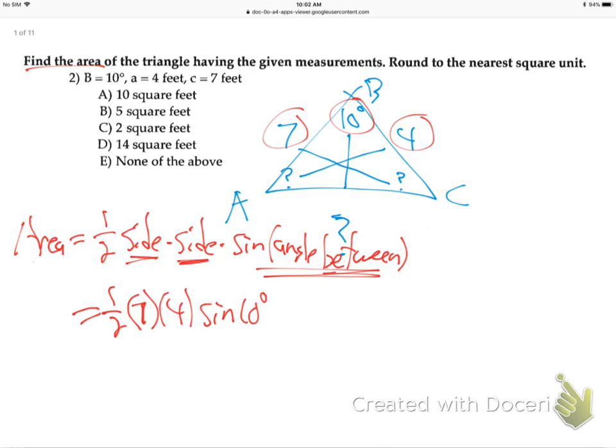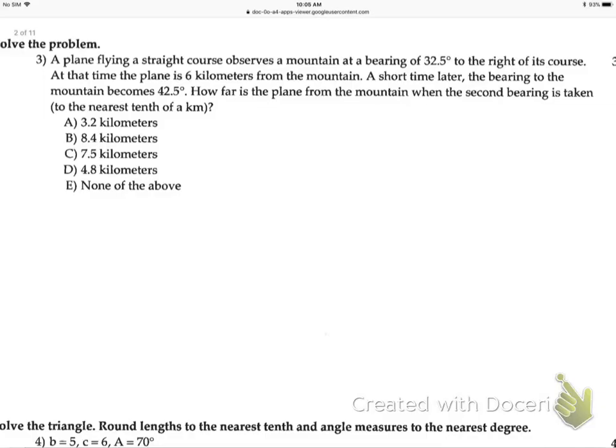So what's that going to be? Make sure you're in degree mode. You can mess up if you're in the wrong mode. I think you can just use degree mode for this whole test, unless there's something I'm forgetting. So I got 2.43. That rounds to 2. Answer C. Good on that? 1/2 times 7 times 4 times sine 10. Calculator for the whole test, parts 1 and 2.